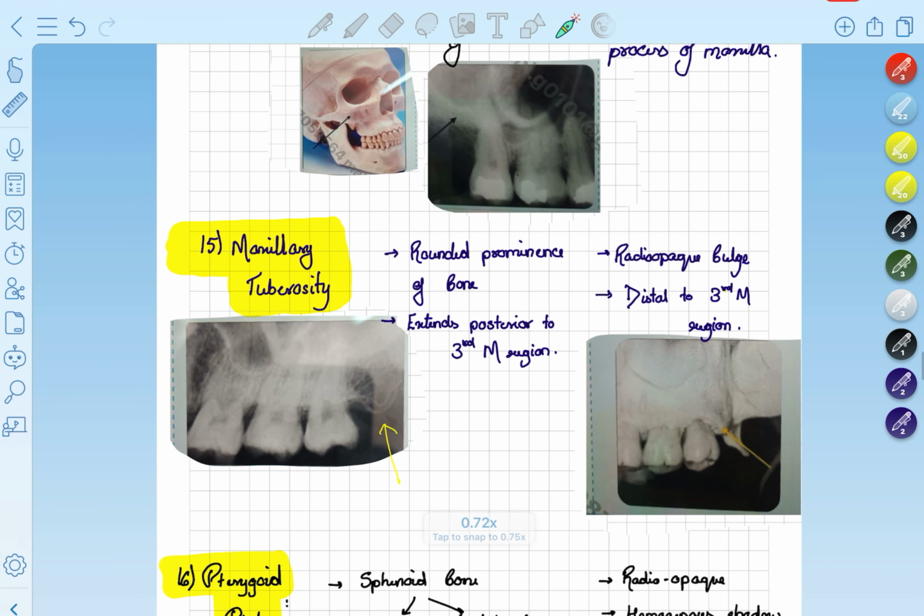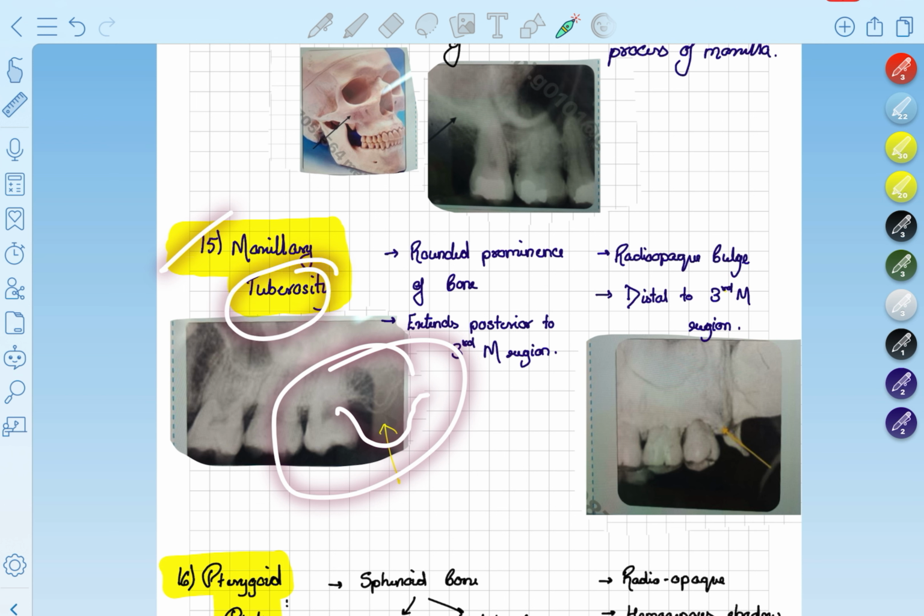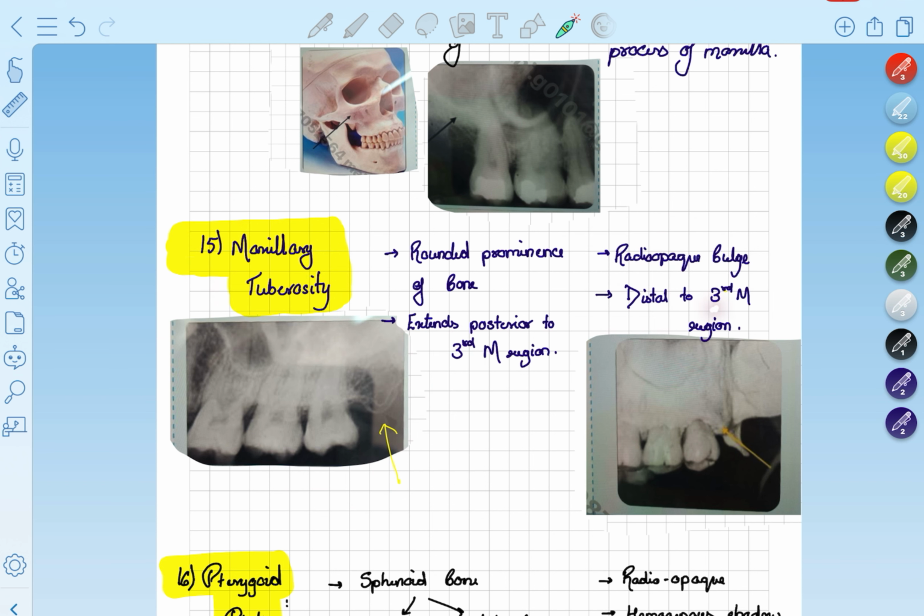The next part is the maxillary tuberosity. As we can clearly see the elevation, it is known as tuberosity. How will it appear? As a radio-opaque bulge, distal or backward to the third molar region. It is a rounded prominence of bone that extends posterior to the third molar region.